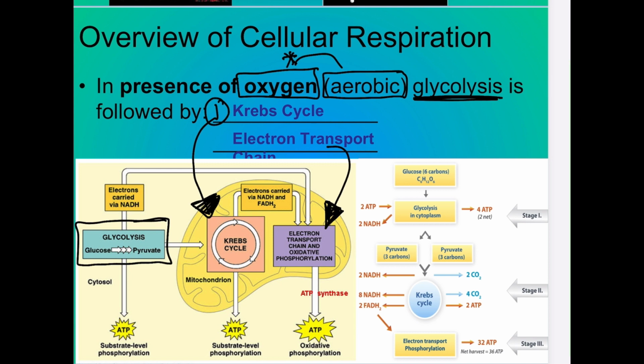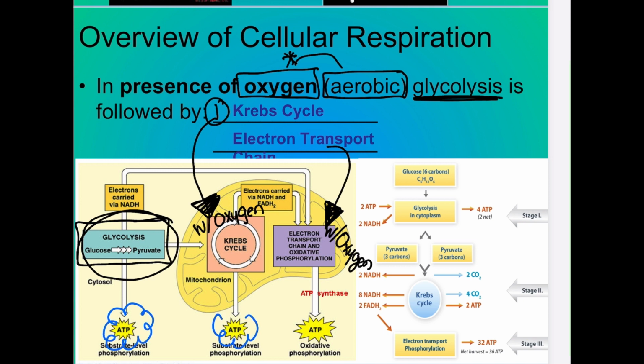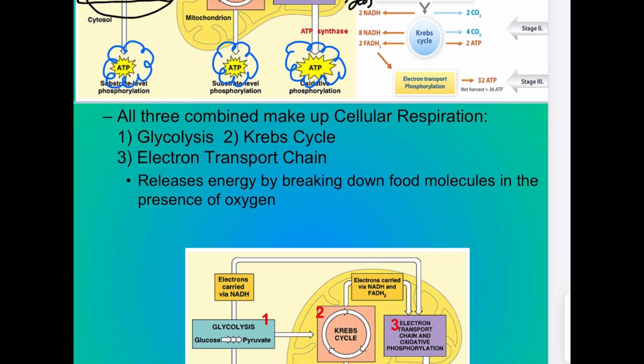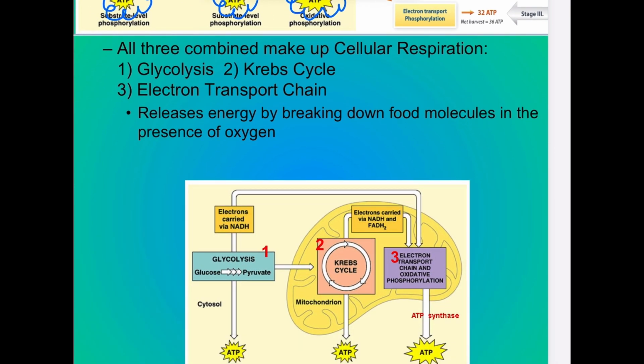So when oxygen is present, we're going to have all three steps happen. We're going to have glycolysis. That is actually the process that happens without the oxygen. Then the Krebs cycle is going to happen with oxygen, and the electron transport chain is going to happen with oxygen. And from this image, you can even start to see how we've got ATP being made, which is that energy molecule that gets made from all of these processes. So, all three of these steps together make up cellular respiration.